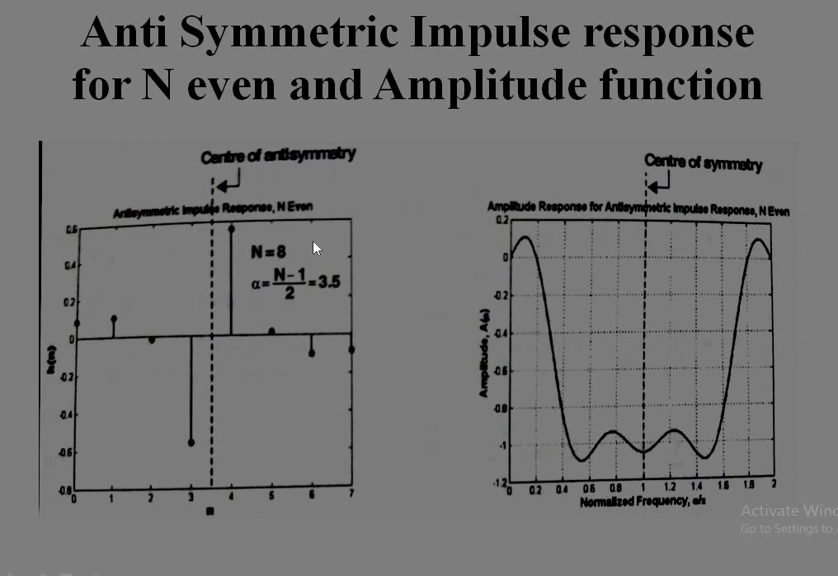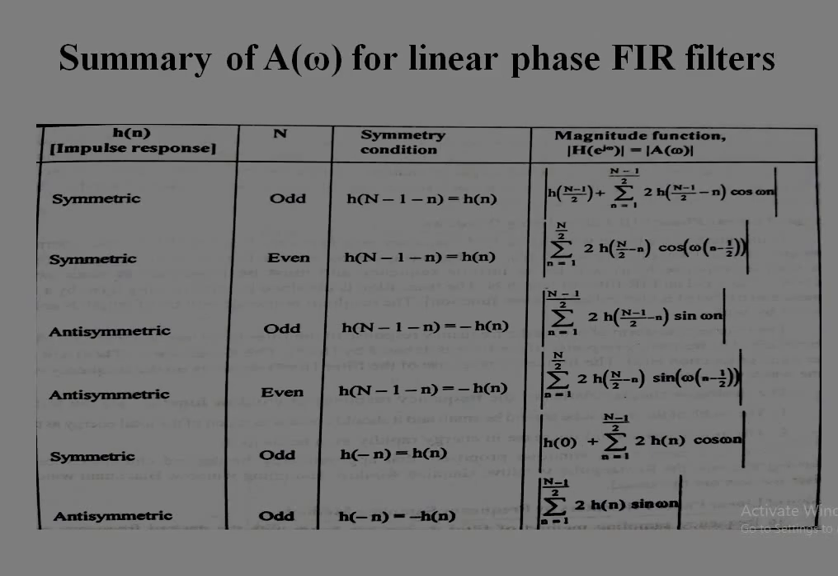And 2 special cases can also be derived from case 1 and case 3 by making the center of symmetry at n is equal to 0, having the samples spread both with respect to the negative integers as well as the positive integers. We can have these 2 special cases derived from case 1 and case 3, and I would like to summarize all those typical magnitude responses for you.